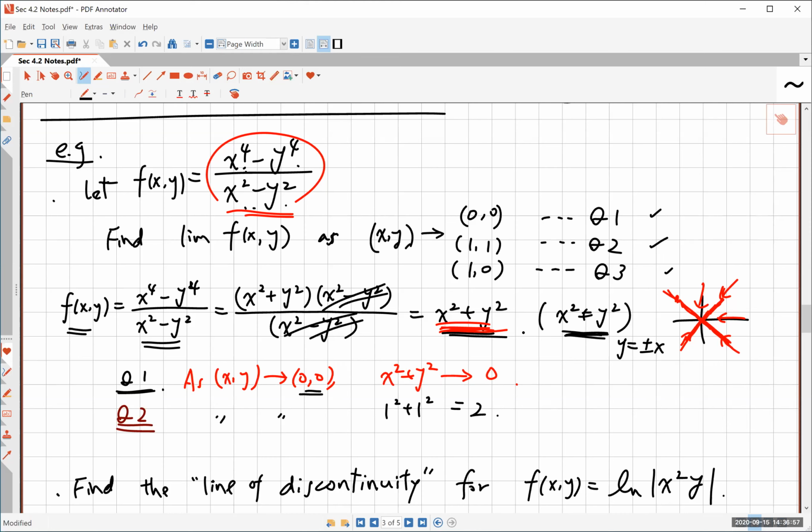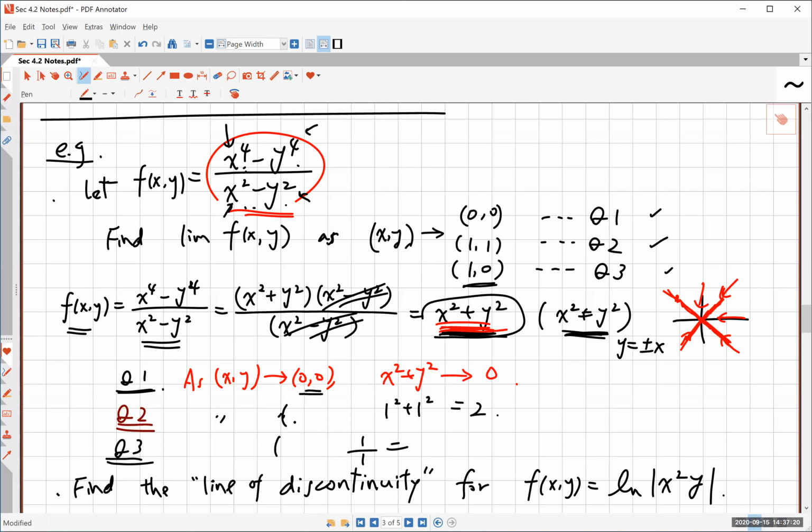And again, understanding that this f is equal to this, except for these exceptional points, you plug in 1 and 1 for x and y, you get 2. For Q3, you can simply plug in 1 and 0. If you plug in 1 for x and 0 for y, you just get 1 over 1.